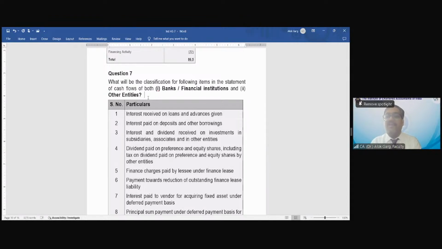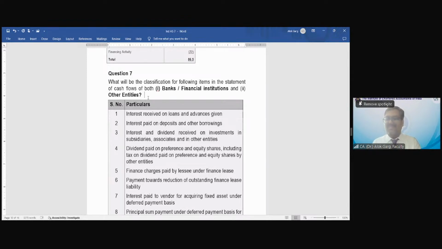So friends, dividend paid is a financing activity for banks and financial institutions and other institutions. Interest paid for banks and financial institutions is an operating activity, but for other institutions it is a financing activity. Interest received: operating activity for banks, and for other entities it is investing activity.